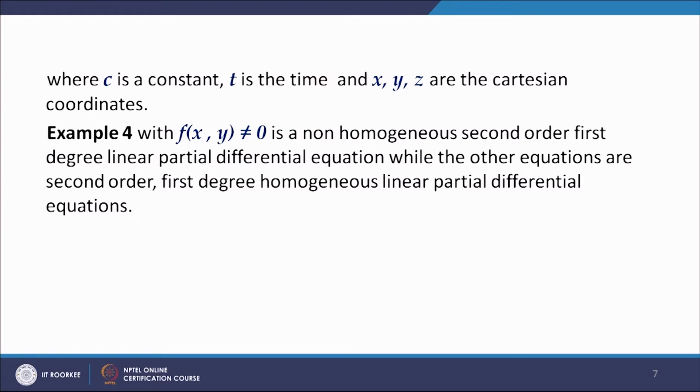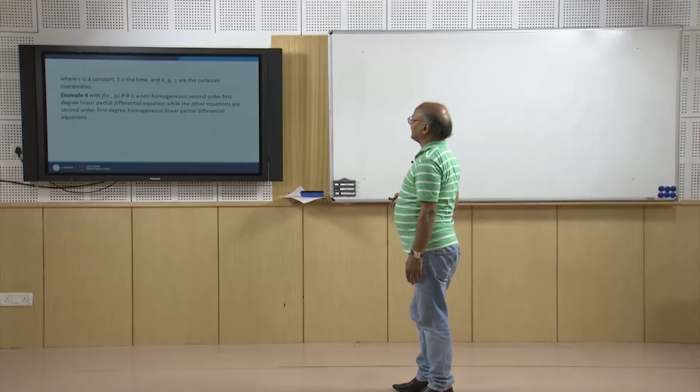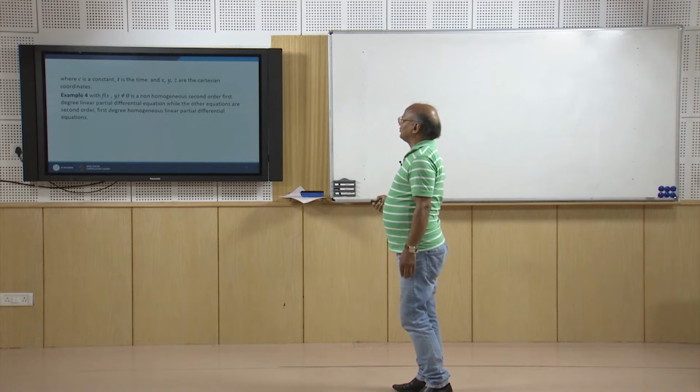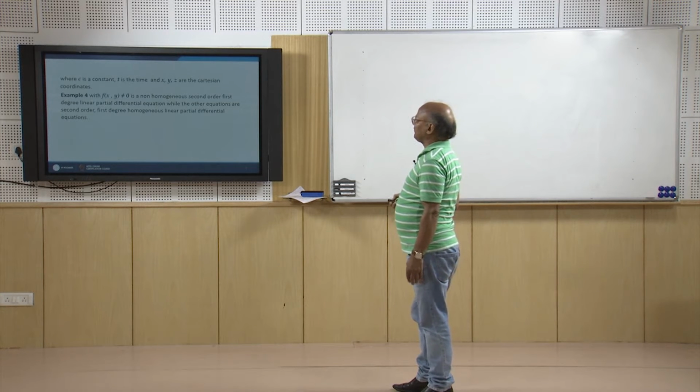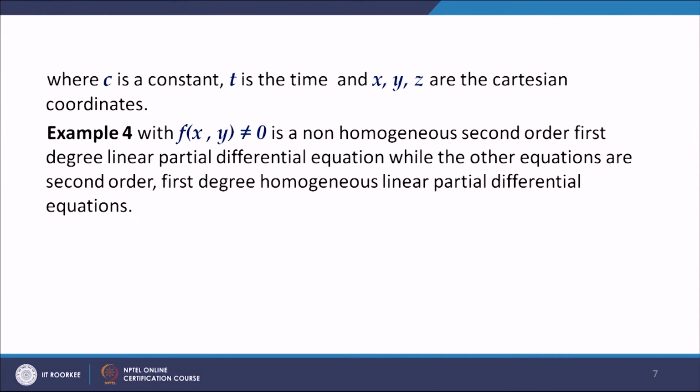Now, in these examples t is the time and x, y, z are Cartesian coordinates, and as I said, f(x,y) if it is non-zero, then in example 4 we have a non-homogeneous second order first degree linear partial differential equation, while the other equations are second order first degree homogeneous linear partial differential equations.